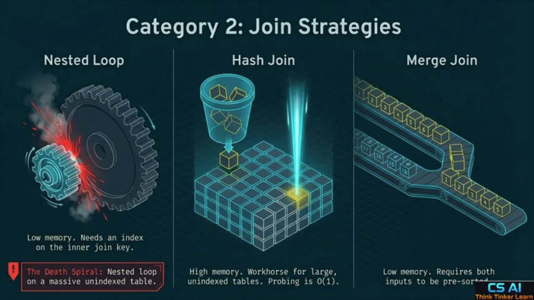Next, we look at the join strategies. Nested loops use low memory but enter a death spiral if an inner table isn't indexed. Hash joins are the workhorse for large unindexed tables. The engine builds a hash table in memory for O(1) probing. Merge joins are incredibly fast but require both inputs to be pre-sorted. The optimizer picks the strategy based on your data volume and available memory.